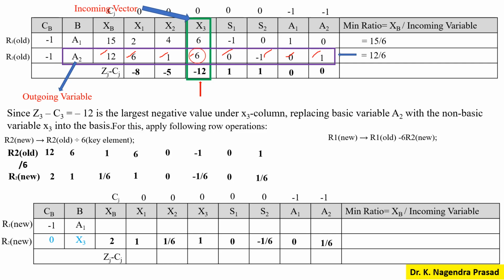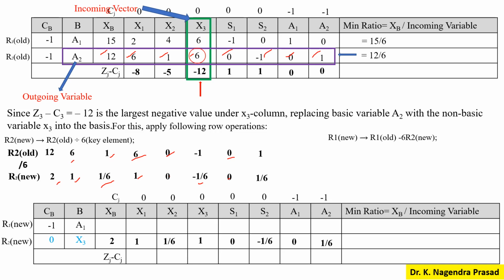Then 12 by 6 is the 2, 6 by 6 is 1, 1 by 6 is 1 by 6, 6 by 6 is 1, 0 by 6 is 0, minus 1 by 6 is minus 1 by 6, 0 by 6 is 0, 1 by 6 is the 1 by 6. Enter these R2 new values in the second row of the new table.